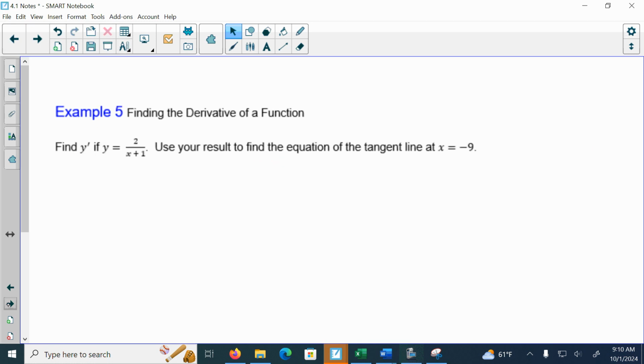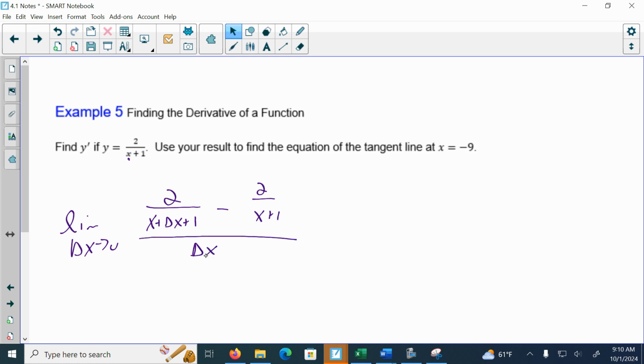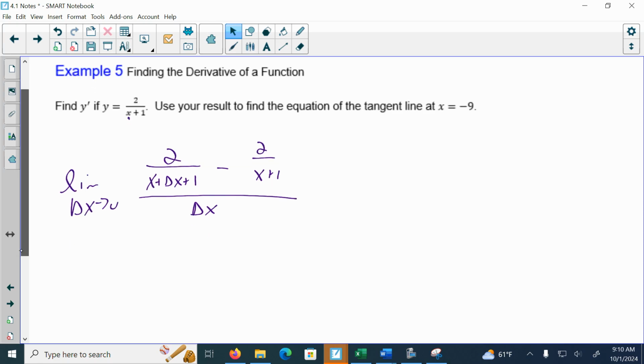Find the derivative function. Use your results to find the equation of the tangent line at the point. So here I go. I'm going to take the limit as delta x approaches 0. Every place I see an x, I'm going to first put in an x plus delta x. So I'm going to have 2 over x plus delta x plus 1 minus f of x, which is just copying down that equation, all over delta x. The biggest mistake in fractions like this is forgetting to put this delta x down in the denominator. You have to do that.